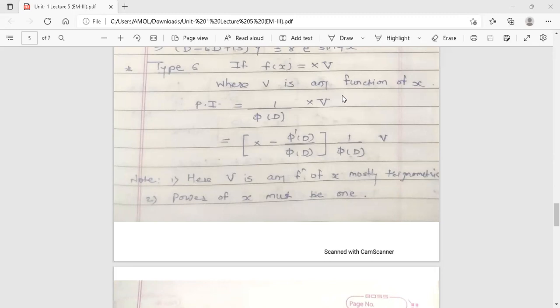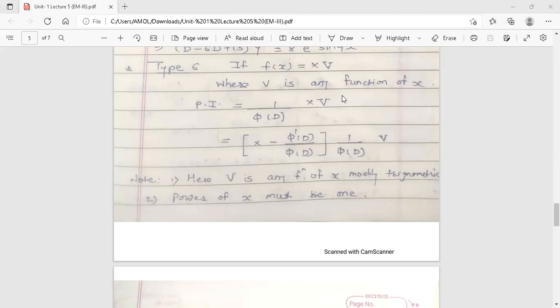In the first unit, linear differential equation with constant coefficients. In the last lecture, we discussed type 5 or case 5 of the shortcut method. Shortcut method is used to find the particular integral of linear differential equations with constant coefficients. Now here is type 6 or case 6 of the shortcut method. Shortcut method is used to find the particular integral.